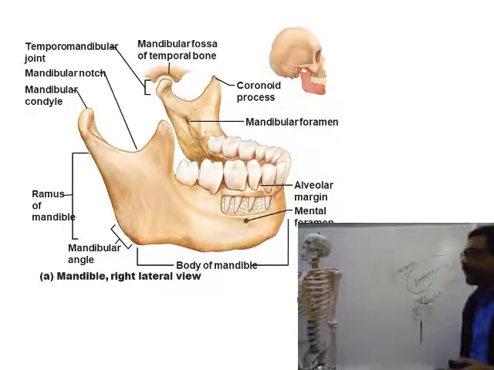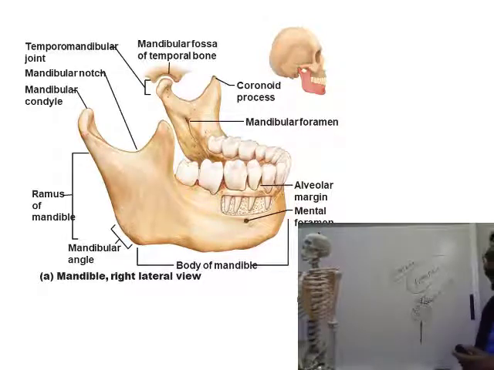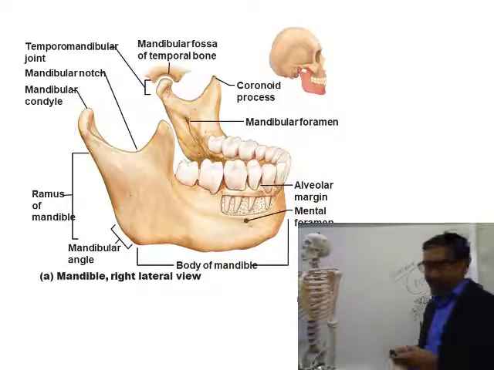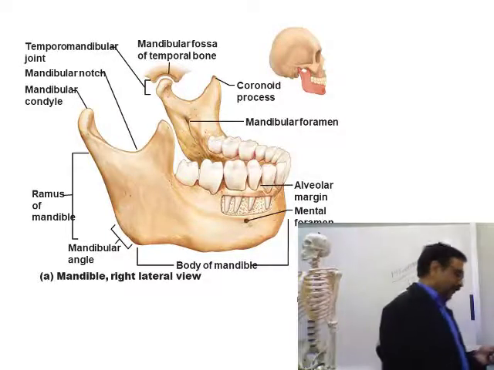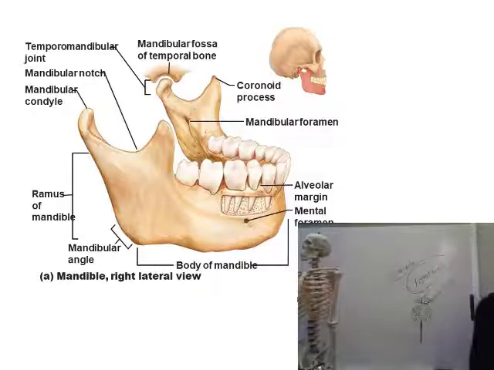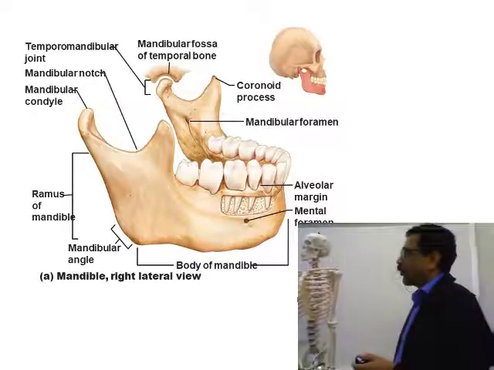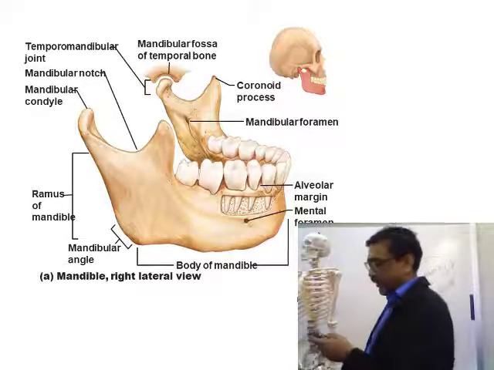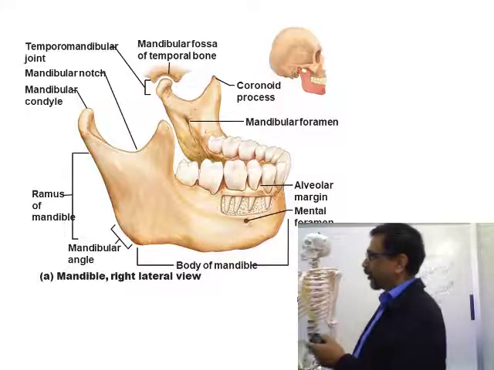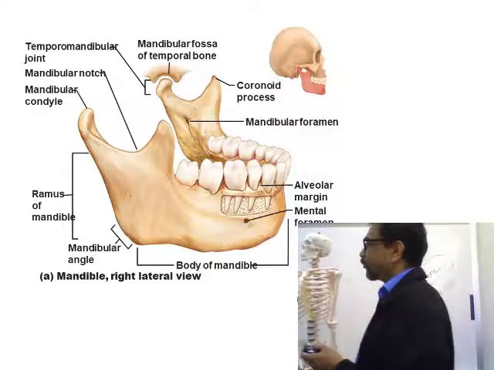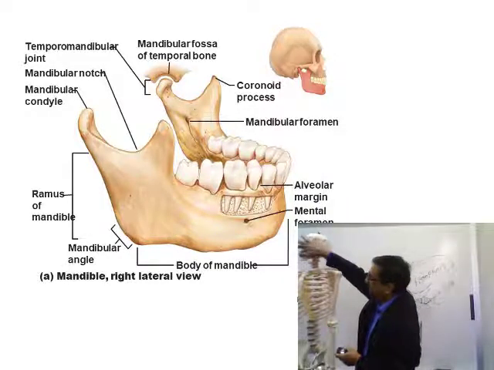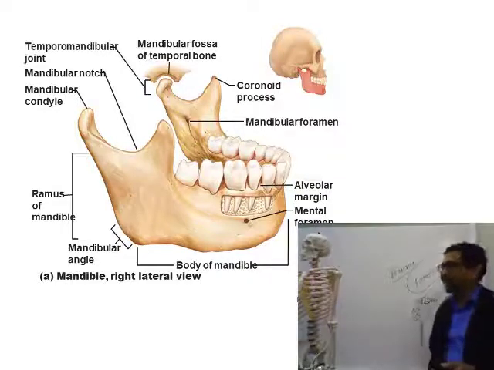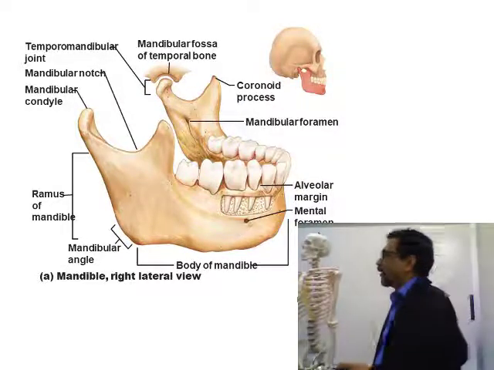Now, first let's talk about the body part. On the upper surface of the body, you have the lower teeth attached. So lower teeth are attached to the upper surface of the body of the mandible, and the area where the lower teeth are attached is called the alveolar margin.